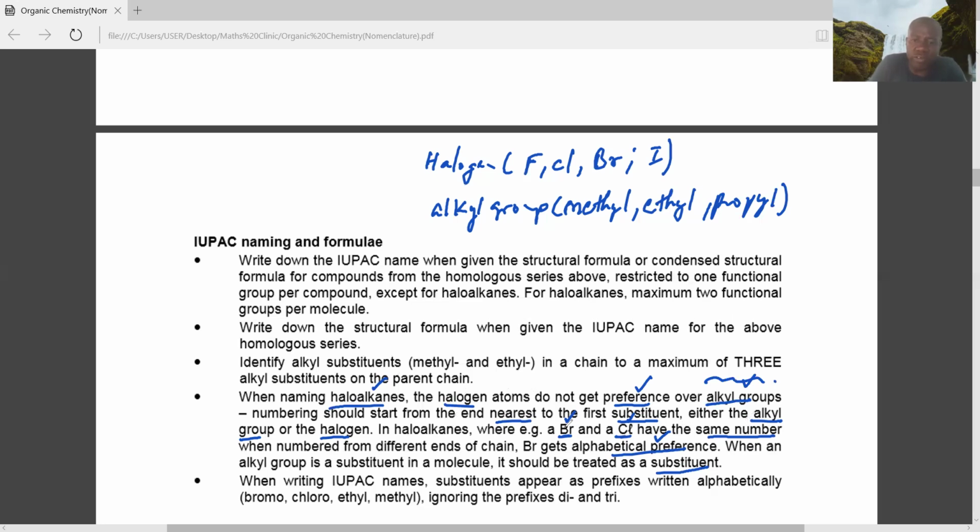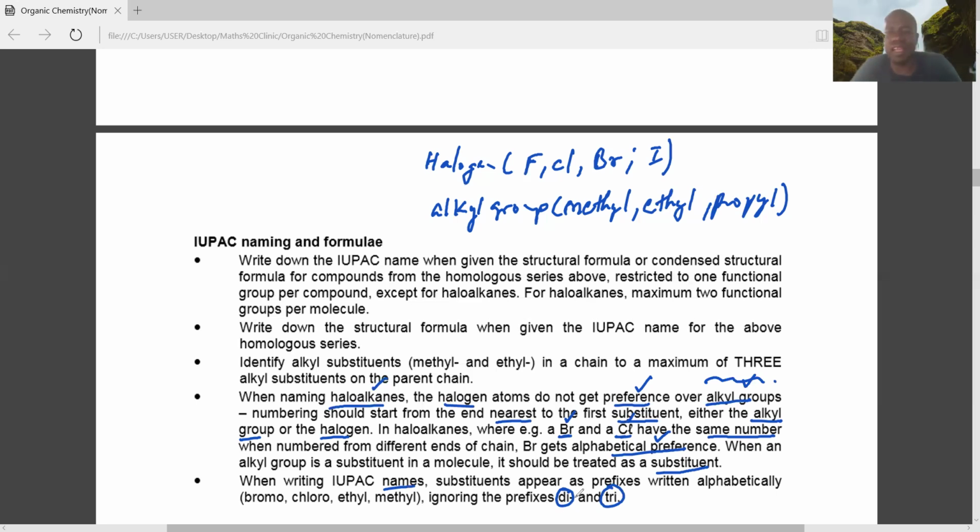But if you have bromine and chlorine at the same position from left to right, then here you consider the order. And when you're writing the IUPAC names, the substituents appear as prefixes written alphabetically: bromo, chloro. So when you are naming, you need to name them alphabetically. And if there are two, you must use di. If there are three, you must use tri.